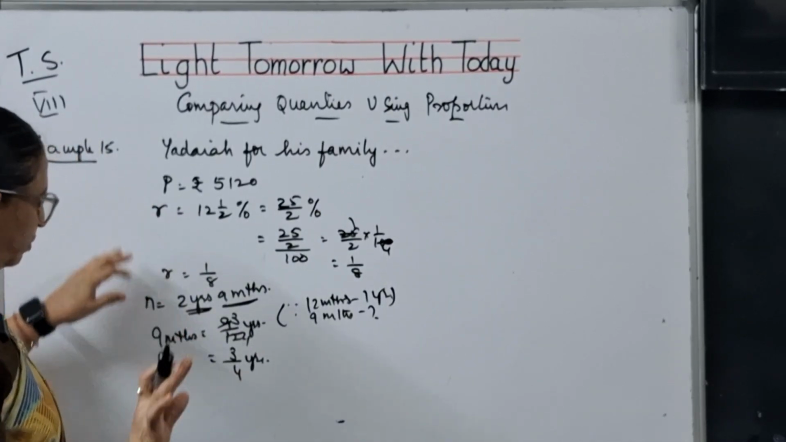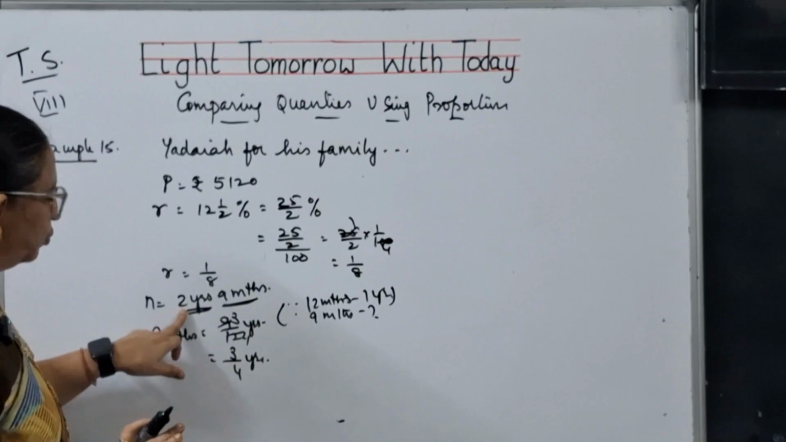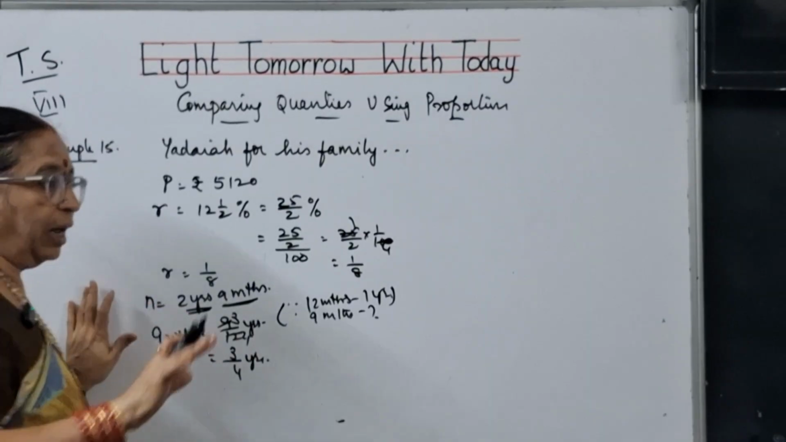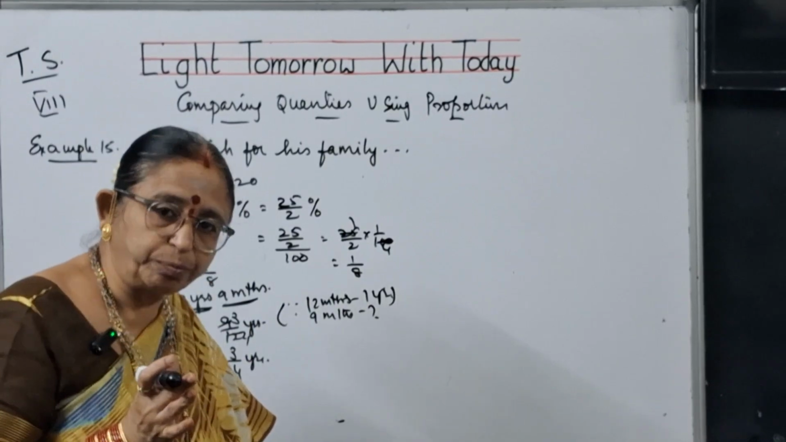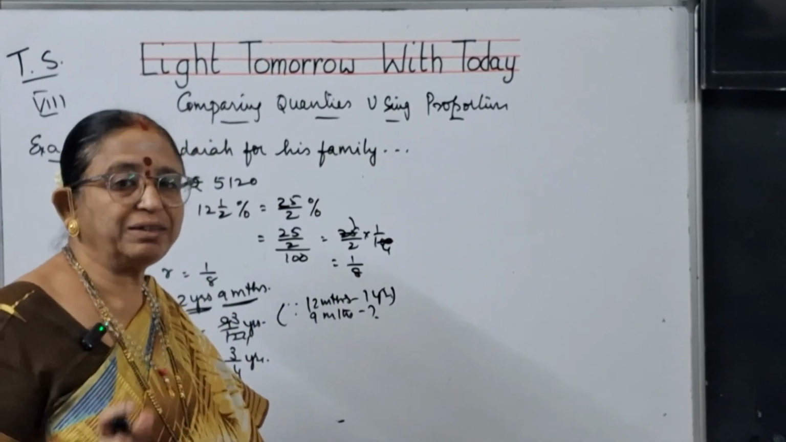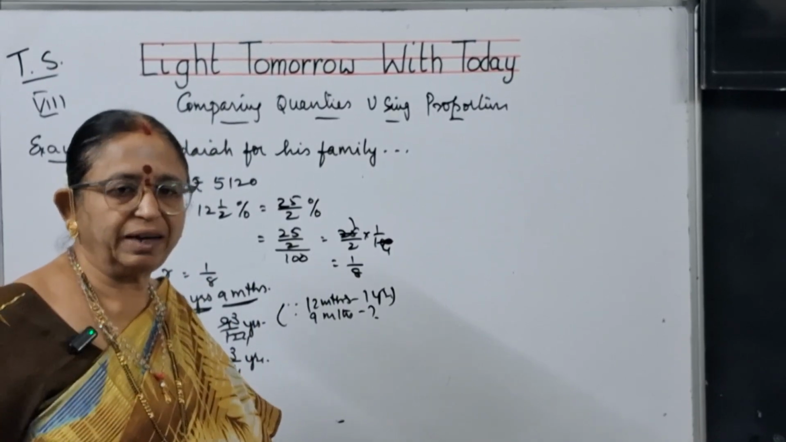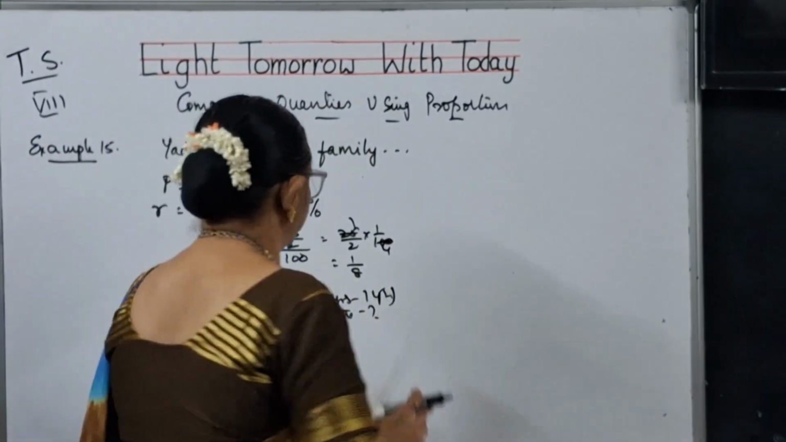So for this part, you have to go for simple interest. But careful, children, when you are taking n as 2 and you are doing, whatever amount that you are getting, that should be converted as the principal for 9 months simple interest calculation. So let us see this.